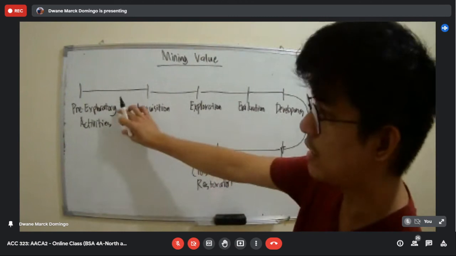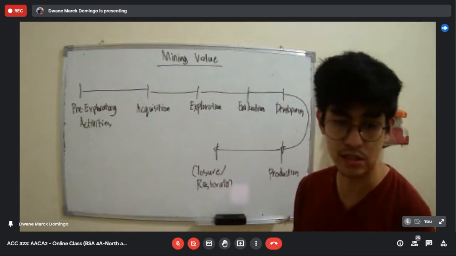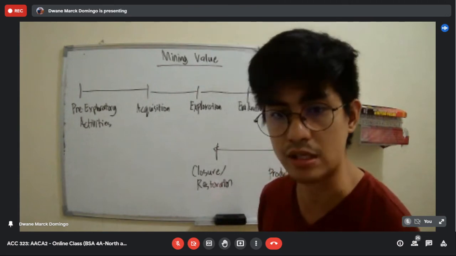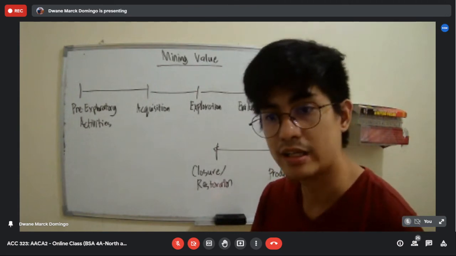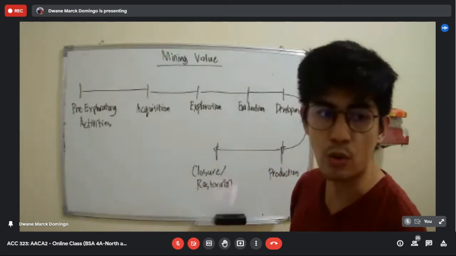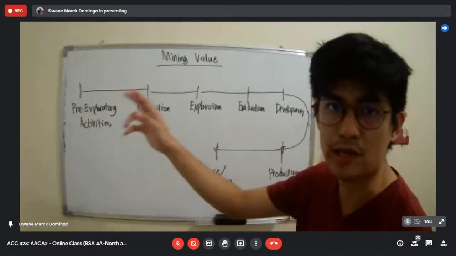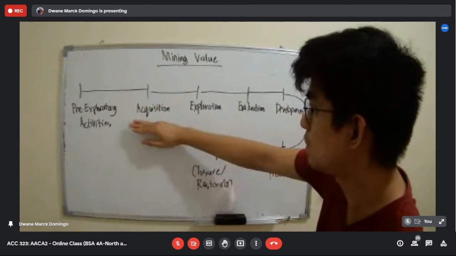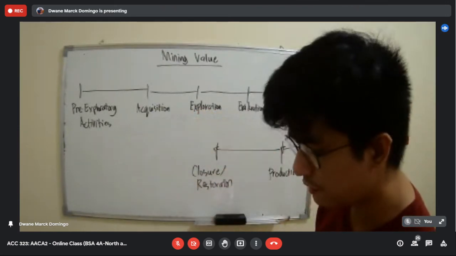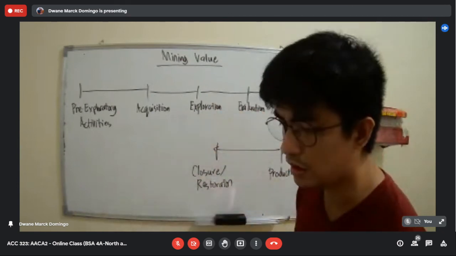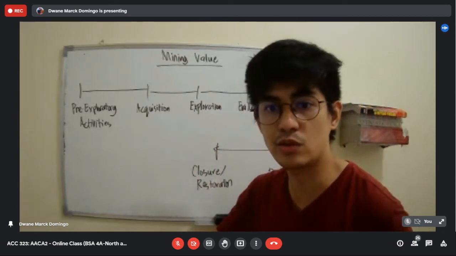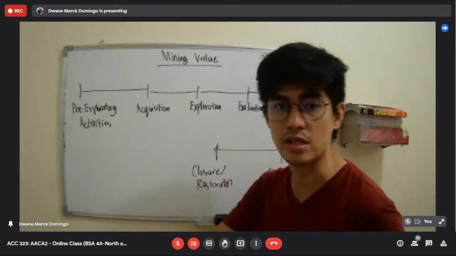So nagsisimula yun sa pre-exploratory activities. So for example, nagsisearch pa lang ng lugar kung saan pwede magmina. So nagre-research, and then after that, you acquire legal rights and the property itself. So yun yung stage na acquisition. And then, syempre, exploration and evaluation. You need to explore the property kung saan dun yung merong natural resources o wala.